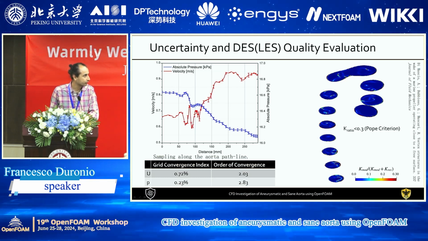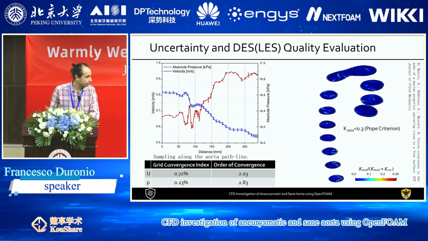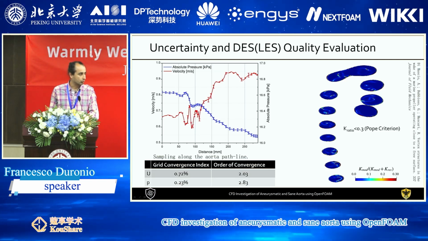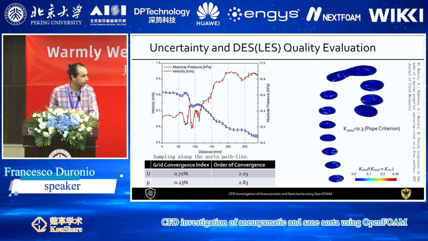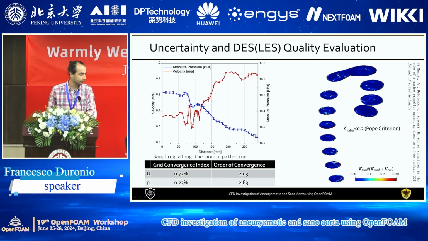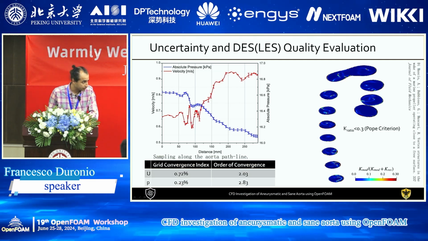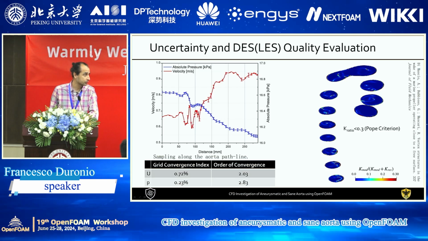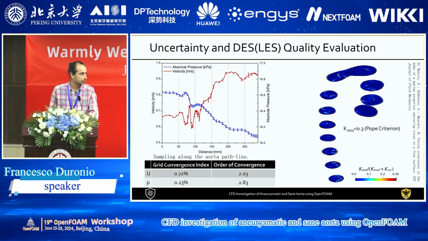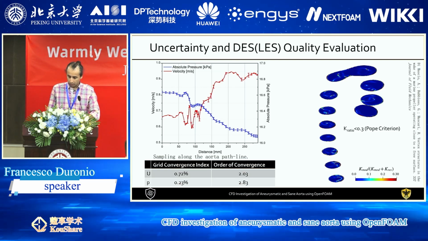we are better solving things. We assessed the grid convergence index, the order of convergence, and also the LES quality, I should say, LES quality. And as you can see, following this method developed by Celik and others, the ratio of the modeled turbulent kinetic energy to the overall kinetic energy is less than 30%, so we are within the criterion, and so the LES quality is good.